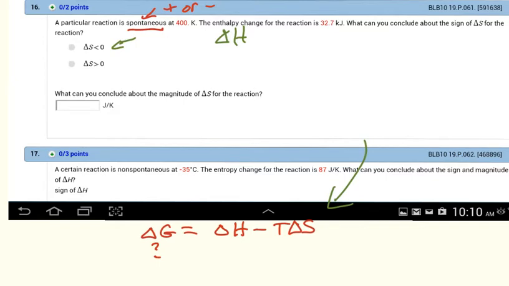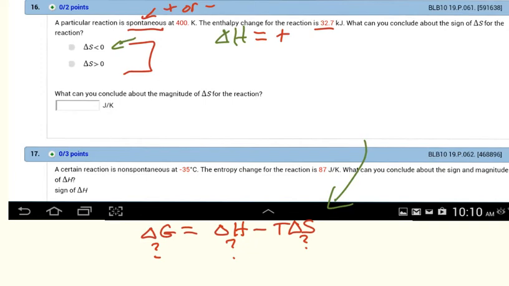The other thing is delta H is 32.7 kilojoules. It's positive. If delta H is positive, is that favorable or unfavorable? If you're thinking along those lines, you should be able to figure out whether delta S needs to be favorable or unfavorable, and therefore that will tell you what the sign is, and you can answer that bullet point.